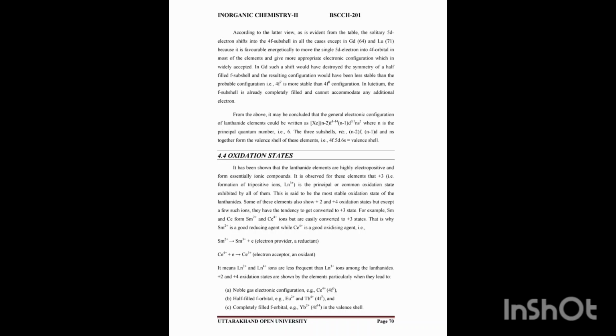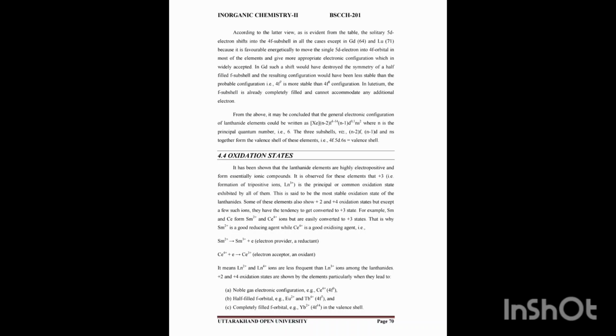For example, Sm and Ce form Sm2+ and Ce4+ ions, but are easily converted to the +3 state. That is why Sm2+ is a good reducing agent, while Ce4+ is a good oxidizing agent. Sm2+ gives Sm3+ by providing an electron, a reductant. It means Ln2+ and Ln4+ ions are less frequent than Ln3+ ions among the lanthanides.